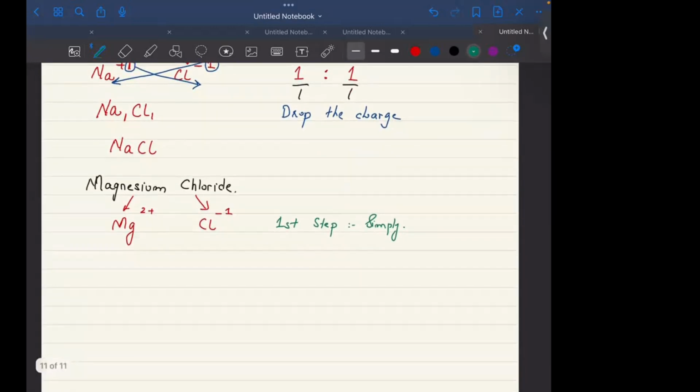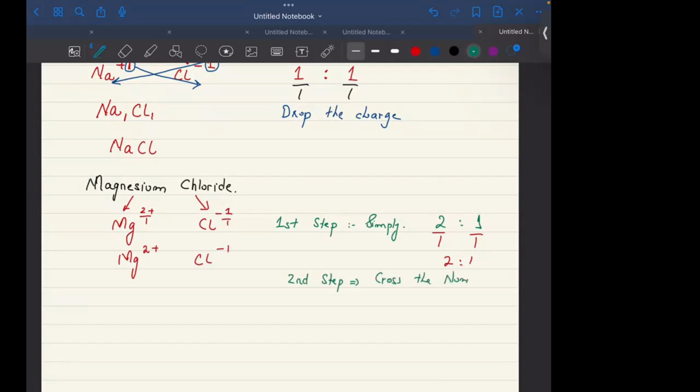In order to simplify 2 and 1, in whose table can 2 and 1 come together? You cannot further simplify 2 and 1. If you divide 2 and 1 by 1, this will stay 2 and 1. After dividing, the values don't change, right? 2 with the magnesium will stay 2 and 1 with the chlorine will stay 1. The second step is to cross the numbers.